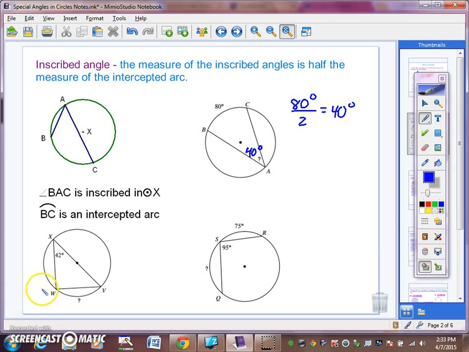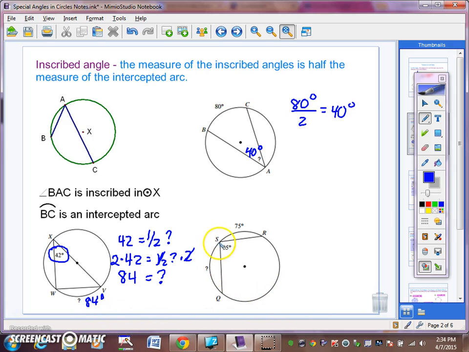Here I have a triangle, and they want me to find out the arc here. Well, this is the inscribed angle, and since 42 is equal to half my question mark, then to reverse it, I would have to multiply both sides by 2. So multiplying by 2 gets rid of the half. Multiplying by 2 to keep it equal on both sides gives me 84. So my question mark, my arc, is 84 degrees.